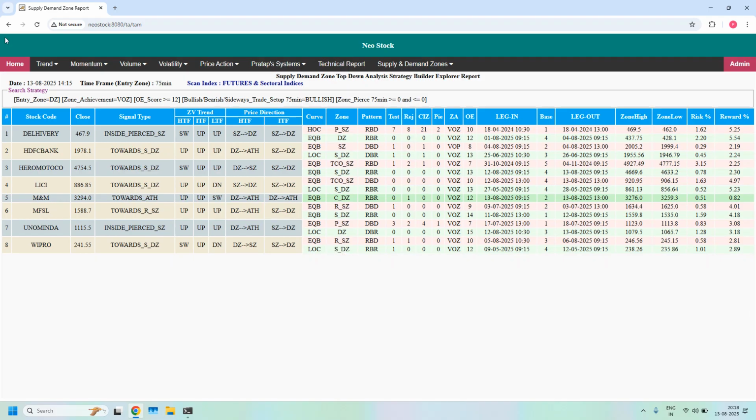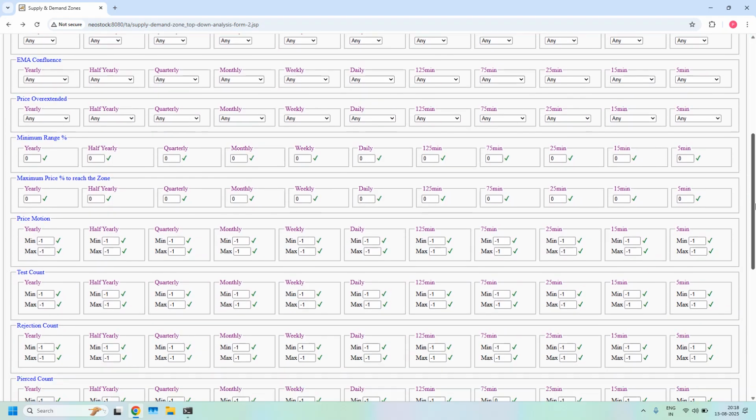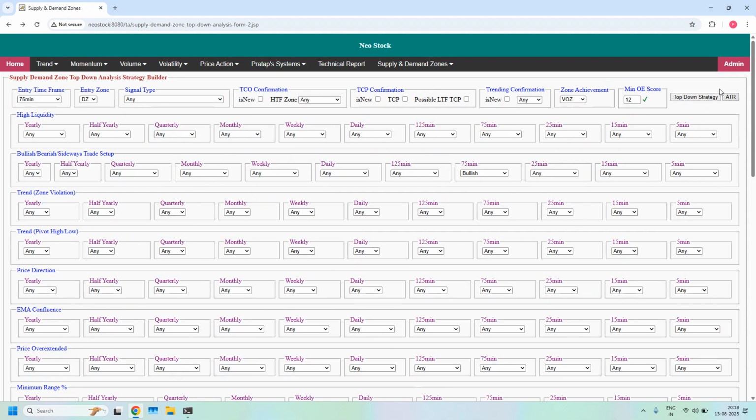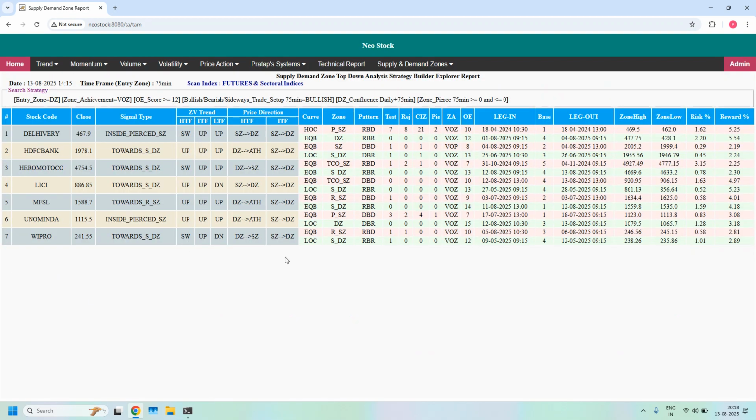Let's identify high probability trade setup zones based on different zone confluence, EMA confluence strategies learned in lesson 27. First filter is 75 minutes and daily demand zone confluence. That is LTF and ITF demand zone confluence. Applying on the 8 stocks, we got 7 stocks. In all 7, the 75 minutes demand zones overlapped with daily demand zone. And daily trend is uptrend, ITF trend.